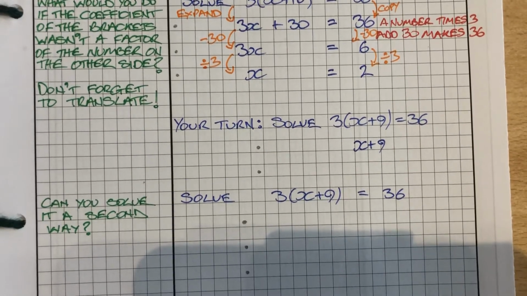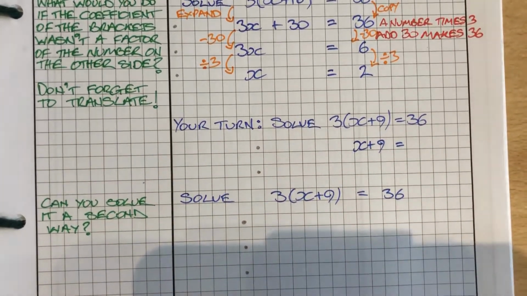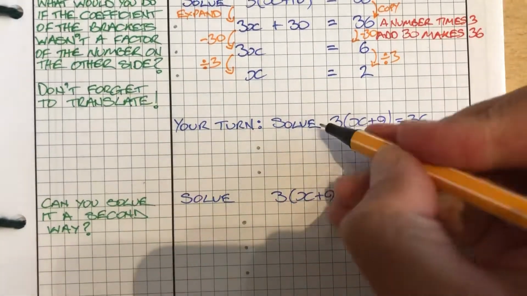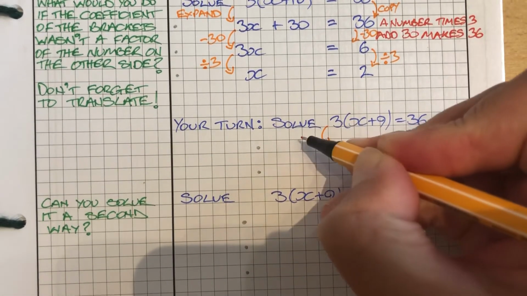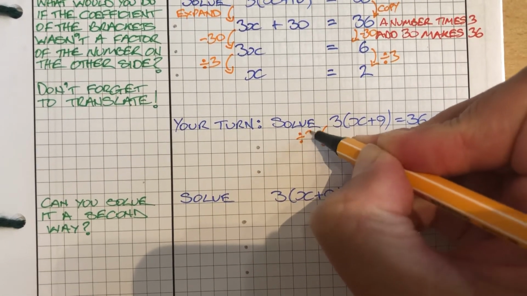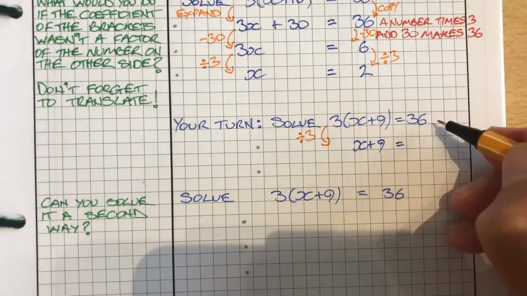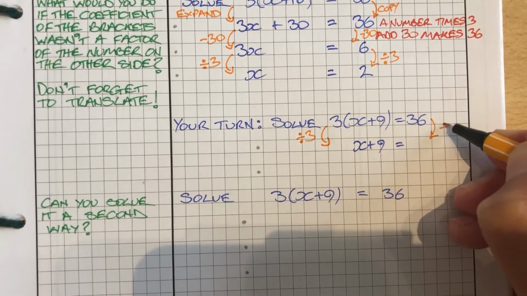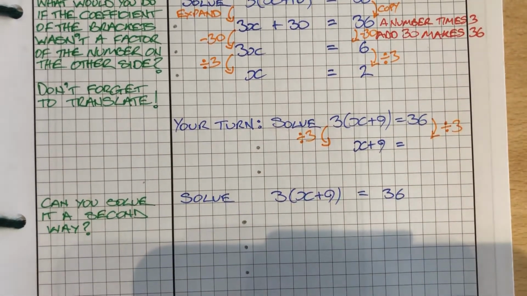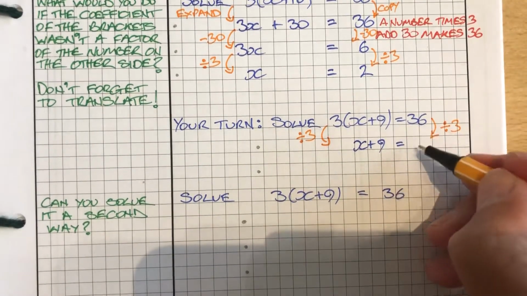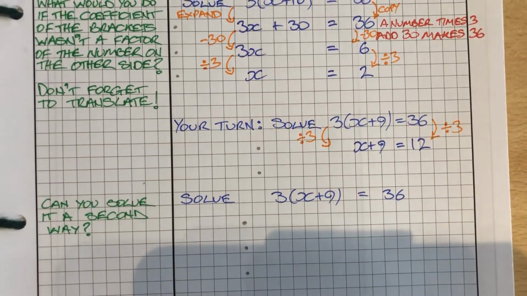A number, add 9, equals something. How did I get rid of the times by 3? I did the inverse to times by 3. I divided by 3. I did it on the left hand side, and so I do it on the right hand side as well. 36 divided by 3 is 12.